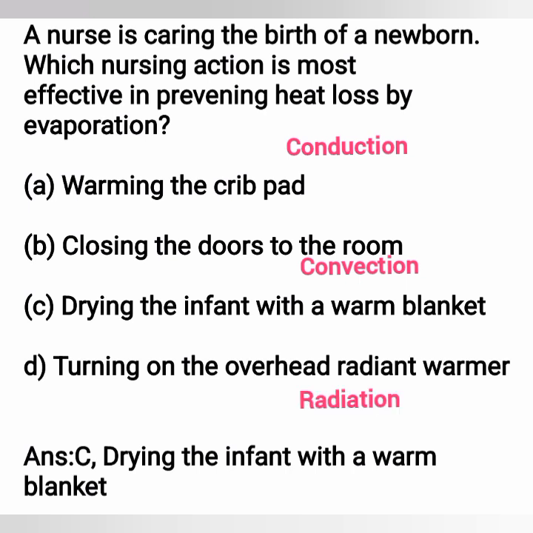And the first option, warming the crib pad. Using a crib pad means conduction, heat loss by conduction. And the second option, closing the doors, relates to heat loss through convection. And turning on the overhead radiant warmer means heat transfer through radiation. Okay. Move on to the next question.